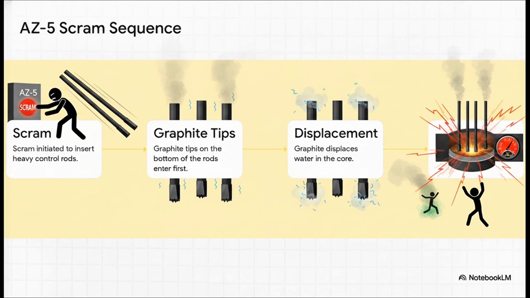At 1:23 and 40 seconds, an operator hits the AZ5 scram button. The operators genuinely believed this safety switch was their ultimate lifeline, a kill switch to drop all the heavy control rods back in and stop the reaction. But here's the fatal flaw. The very bottom of those Soviet control rods had graphite tips. So as they slam into the core, that graphite displaces the cooling water. Suddenly, you have a massive lack of water replaced by graphite, which actually accelerates the reaction. The reactor was already highly unstable, so hitting that scram button was literally all gas and absolutely no brakes.